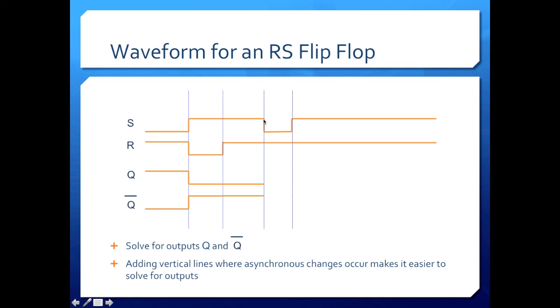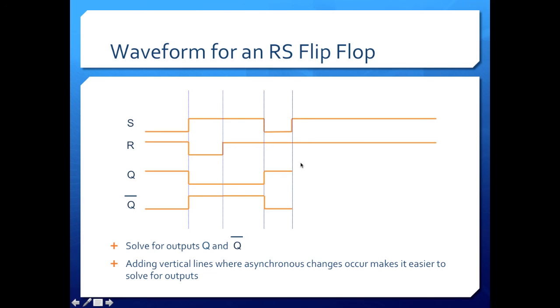S, you can see, goes right down to 0 at this point, and R stays at 1. So what state do we have there? Right, we have the set state. We're back to the very beginning. And then finally, S goes up to 1, and R is already at 1 again. We're going back to the hold state.